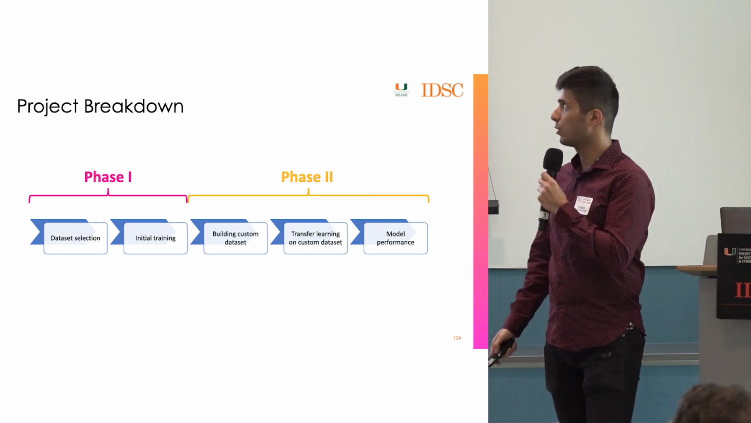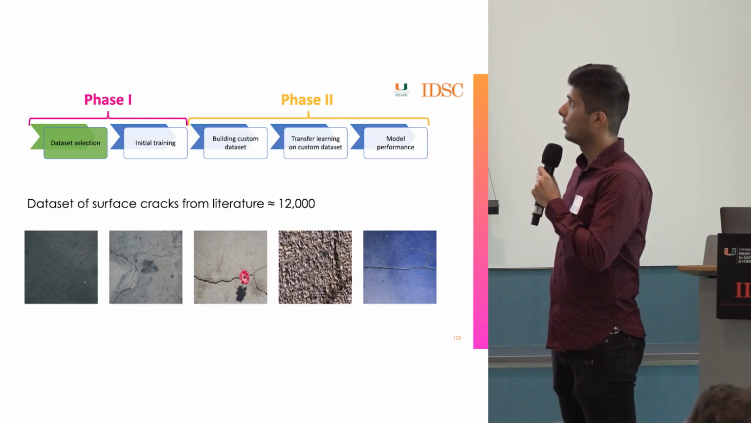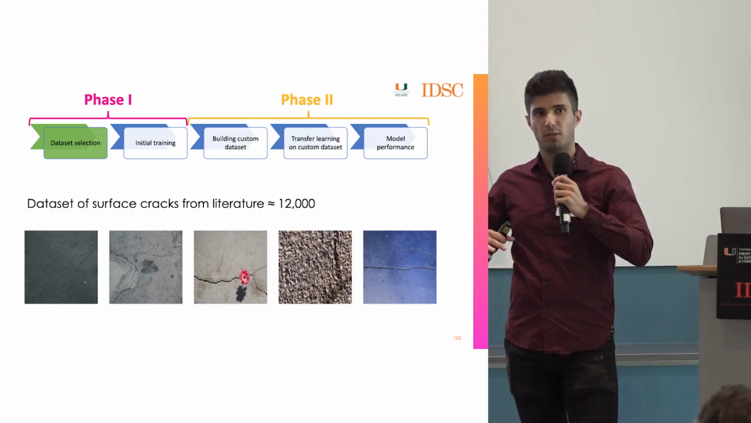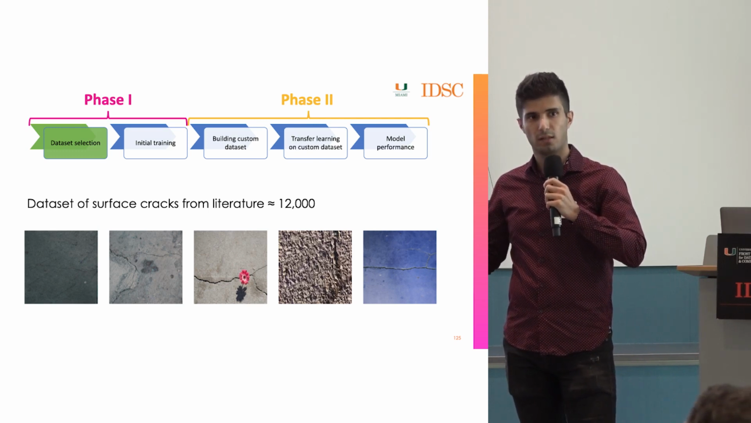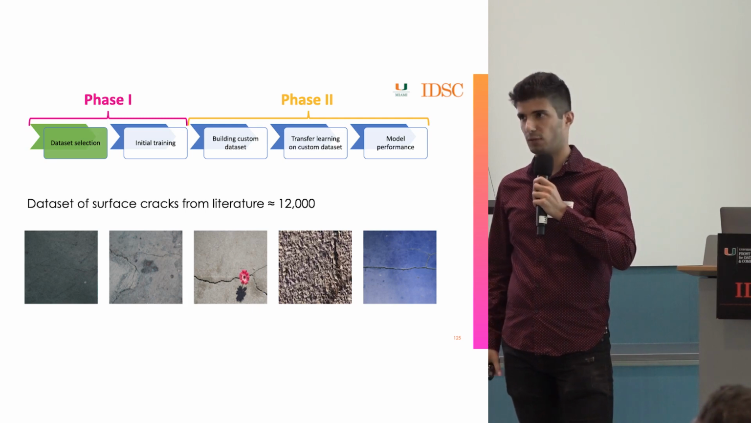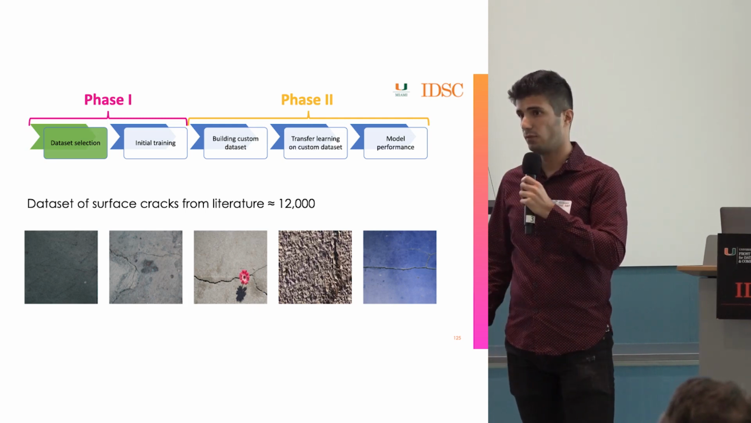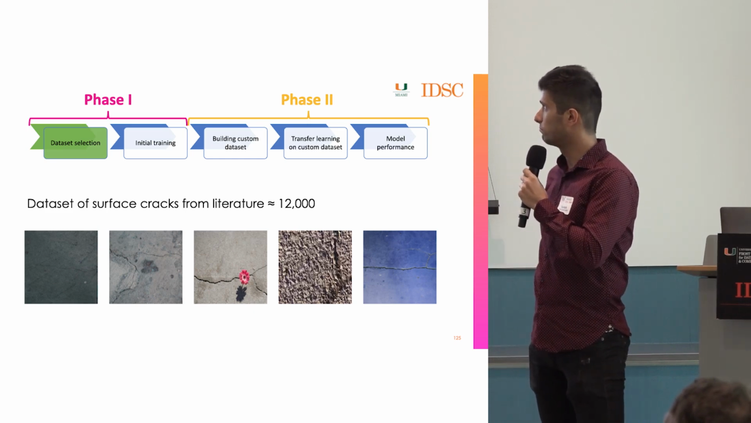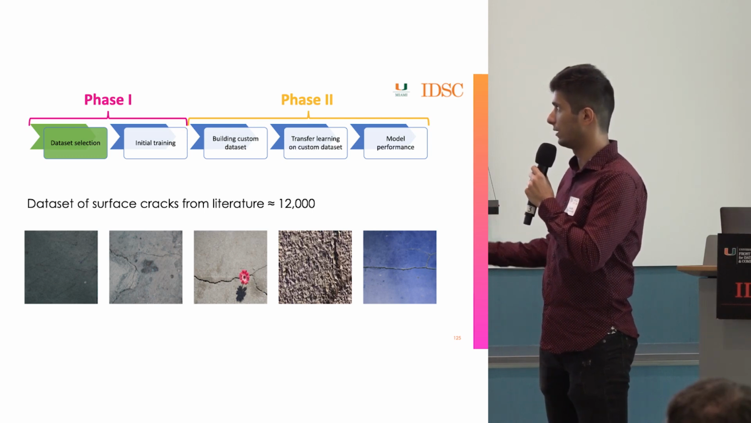So for this project, I've broken it into two phases. In the beginning, we thought, okay, there are a lot of images of cracks in the literature, on the internet. Let's just take them and train a model with that and see if that works. So we collected around 12,000 surface cracks from the literature, with some diversity in them in the texture and shape of the crack and lighting and so on.